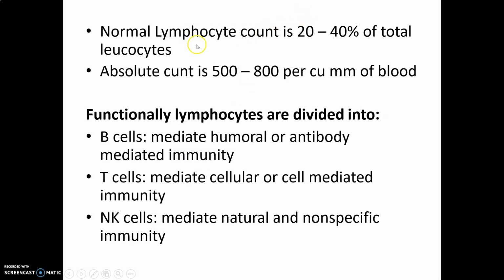The lymphocyte count is about 20 to 40% of the total leukocytes. The absolute count is about 500 to 800 per cubic millimeter of blood. The B cells, as I told you, mediate the humoral or antibody-mediated immunity, while the T cells mediate the cellular or cell-mediated immunity. There are the NK cells, called the natural killer cells, which mediate the natural and non-specific immunity.